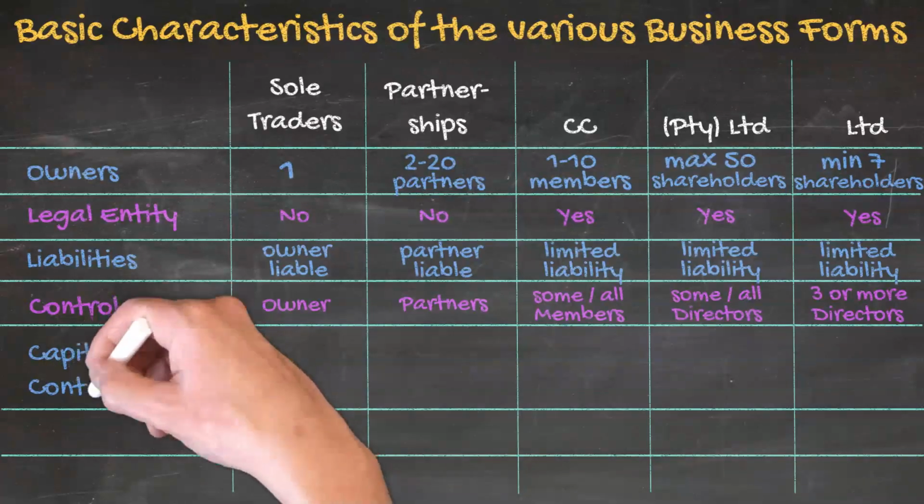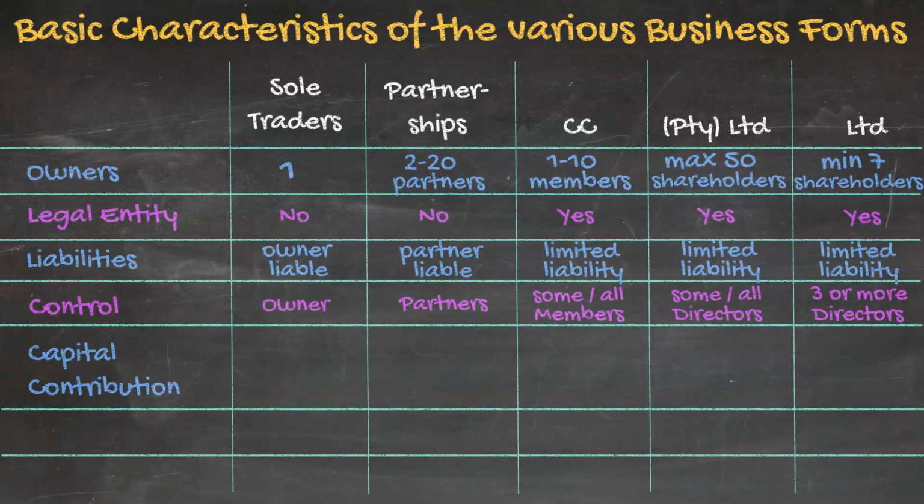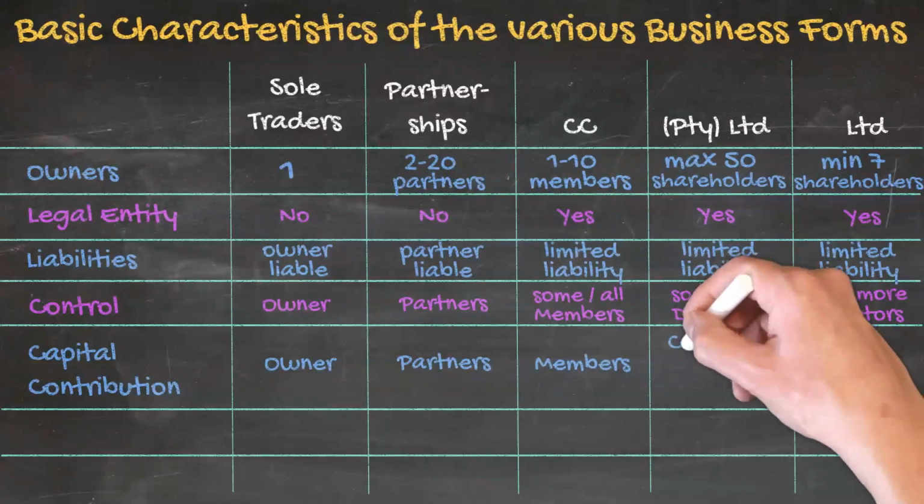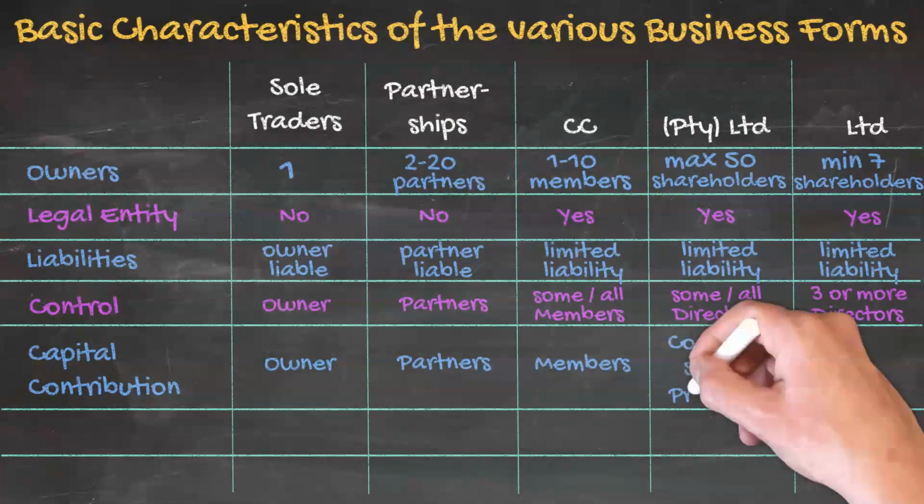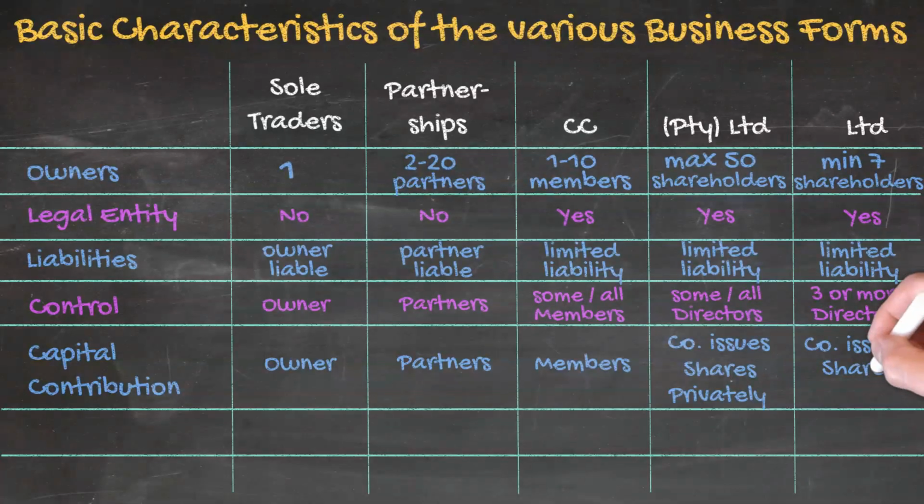Next, let's talk about capital contribution. When we talk about capital contribution, we are referring to the assets or funds contributed to start the business. When starting a sole trader business, the owner contributes the capital. With partnerships, all the partners can contribute. Also, all the members can contribute to a CC. But a private company will issue shares privately to raise the capital, and a public company will issue its shares publicly to raise capital.